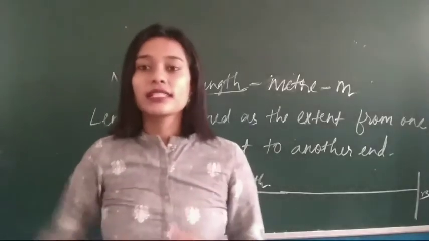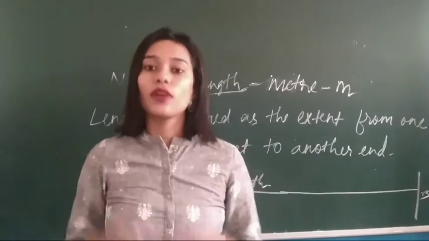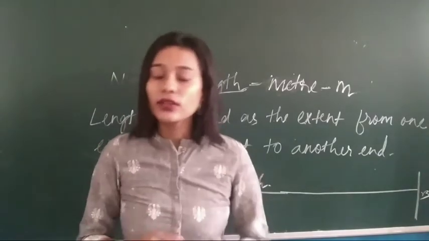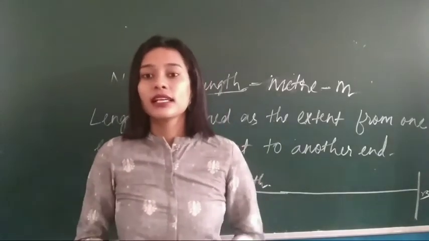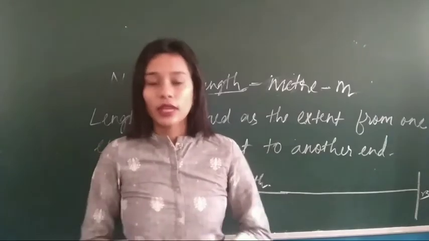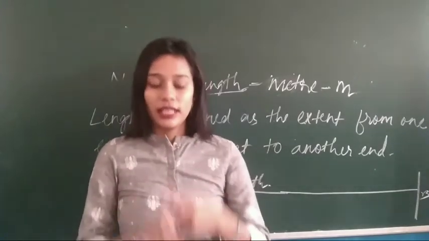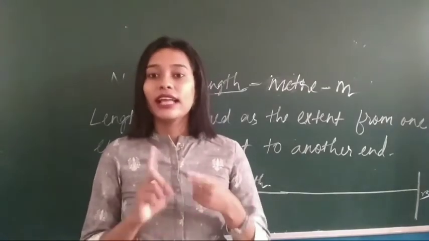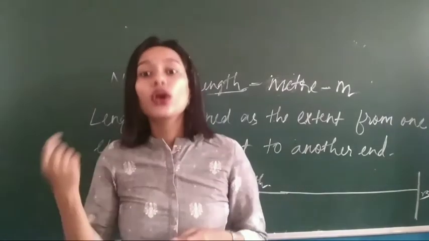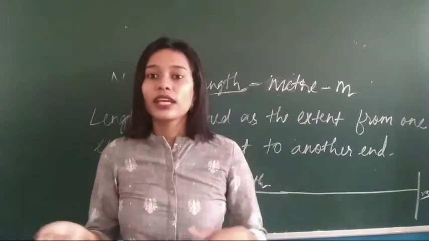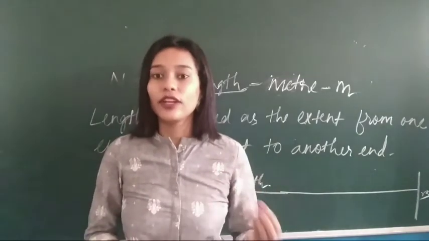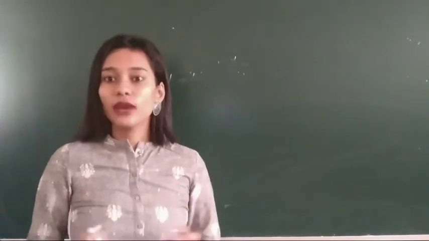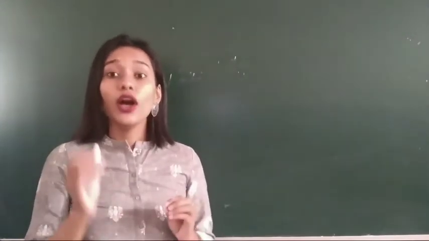Now we will discuss devices that are used for measuring length. Can you answer me, what are the devices that are used for measuring length? The first one is a ruler, another one is a measuring tape, and the third one is a measuring rod. With the help of these we can measure the length of an object. Now we will discuss how to measure the length of an object.